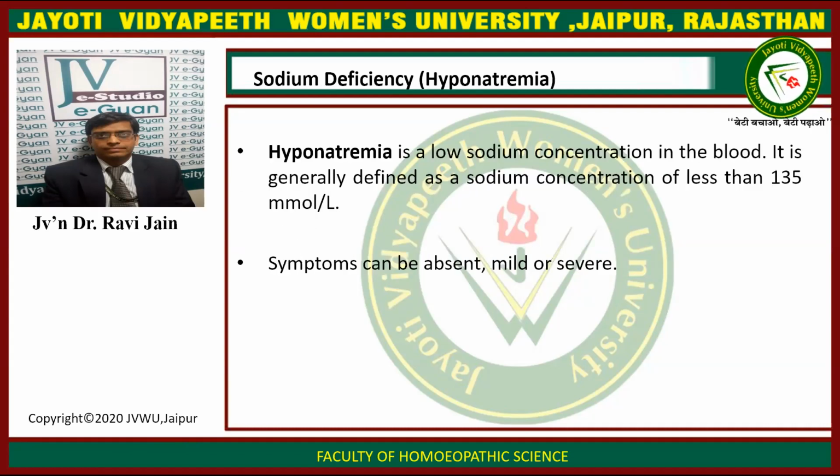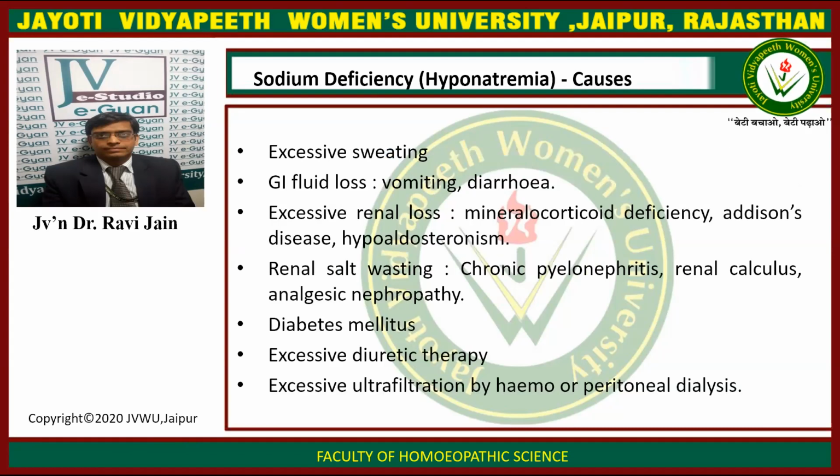Now we come to the second condition of sodium metabolism disorder, that is hyponatremia. Hyponatremia is a low sodium concentration in the blood. It is generally defined as a sodium concentration of less than 135 millimole per liter. Symptoms can be absent, mild, or very severe depending upon the concentration of sodium in the blood. The causes of sodium deficiency include excessive sweating and gastrointestinal fluid loss that can occur in vomiting and diarrhea.